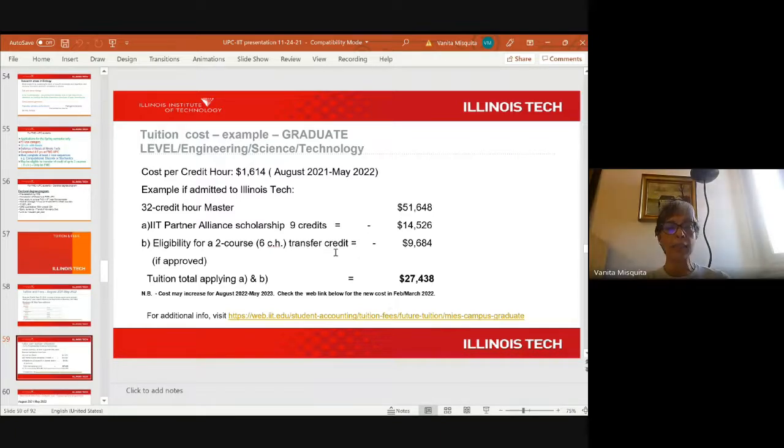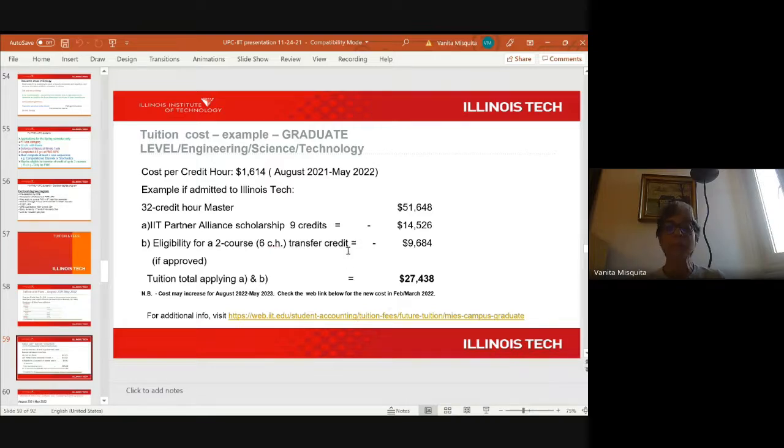And if your mark is 6.5 out of 10, it could be approved by the department at Illinois Tech, so you will not have to repeat those 2 courses at Illinois Tech. So you're waived those 2 courses. That means you're waived $9,000. So your cost could be as low as $27,000 if you fulfill these 2 conditions, qualifying for admission, and if you are able to transfer up to 2 courses.